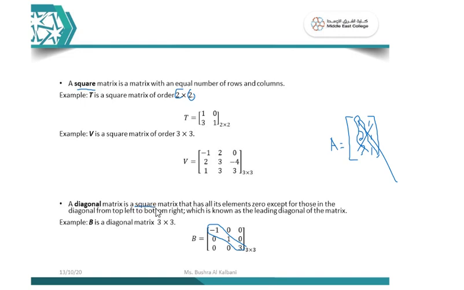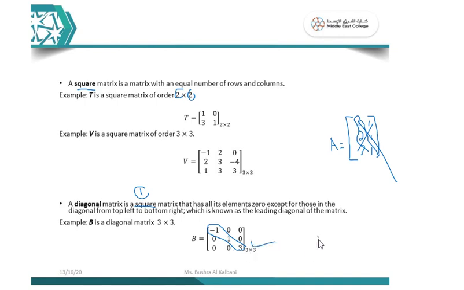The diagonal matrix should be a square matrix. And also the elements in the upper triangle should be 0, and also the lower triangle should be 0. Here the lower triangle, all elements are 0, and the upper triangle, all elements are 0. If it is like that, we call it the diagonal matrix.